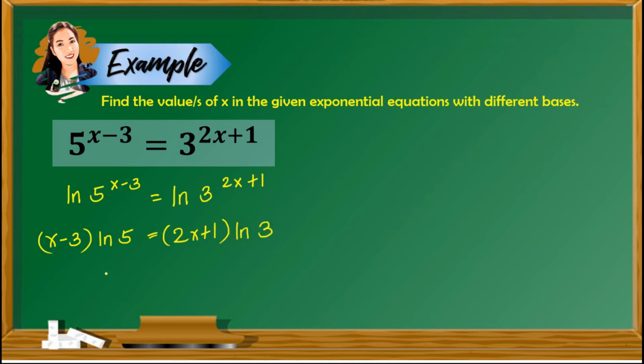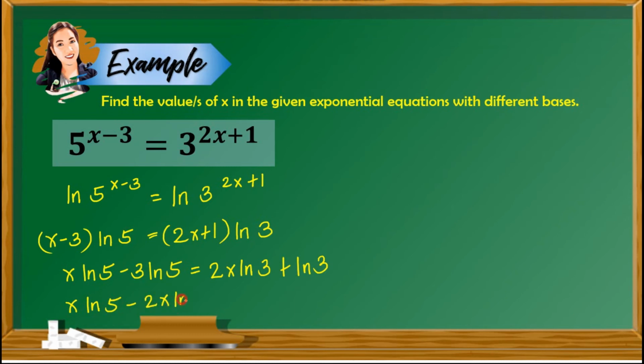Next is to multiply the ln to the binomial. We have x ln of 5 minus 3 ln of 5. Do the same thing. Multiply ln of 3 to this. We have 2x ln of 3 plus ln of 3. Place all the terms with x on the left side and those without on the right side. So we have x ln of 5 minus 2x ln of 3 equals ln of 3 plus 3 ln of 5.